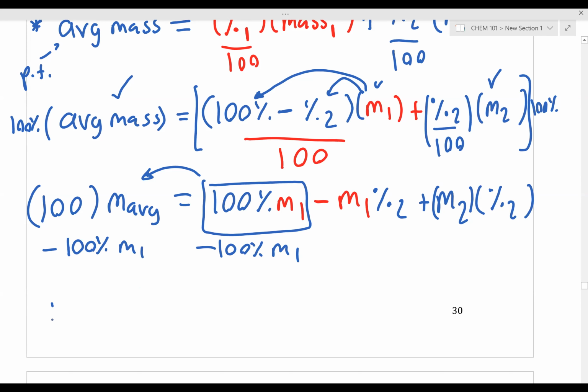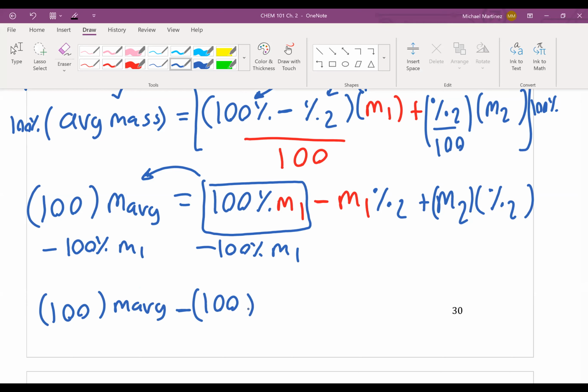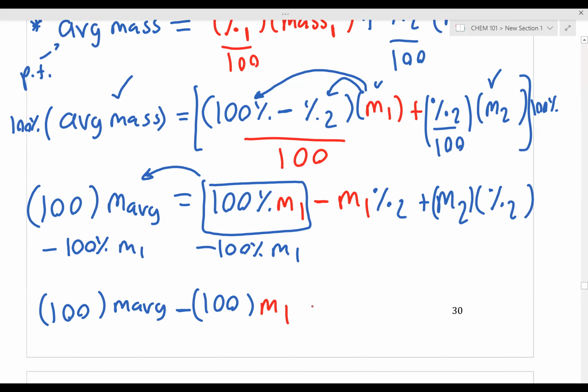So we have 100 times M average minus 100 times M1 is equal to. And now this is the part where we're going to get a little bit clever. Is everyone comfortable with how the left-hand side turned out? Does everyone see why when we move this to the left, we're subtracting it from both sides? That's why it's being subtracted on the left. Okay. Now, let's take a look at this right-hand term.